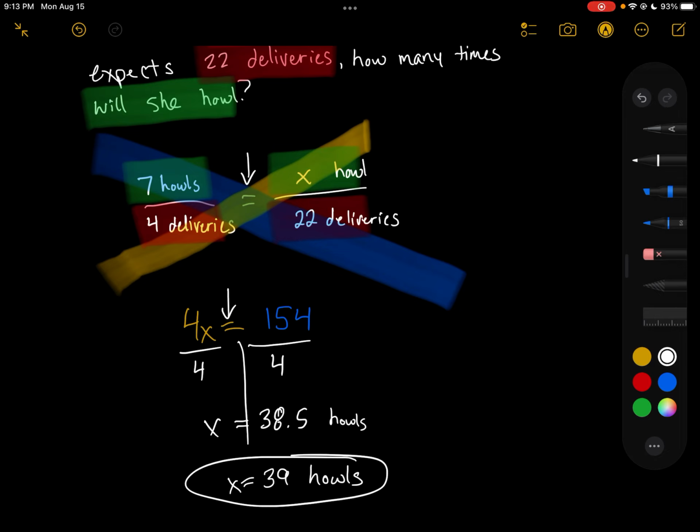So hopefully this setup helps. I tried to color code a little bit here. The biggest thing for proportions is just making sure that we are matching our units together. If you got questions, don't be afraid to ask.